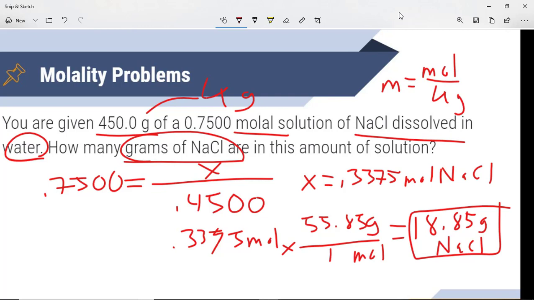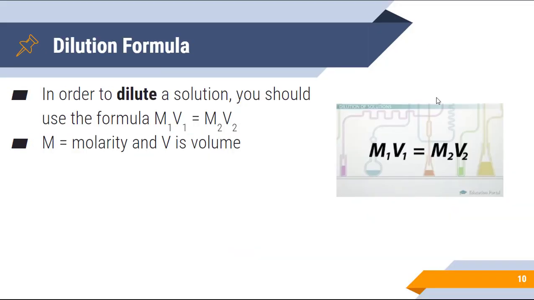Let's move on. So many times we are going to be given a solution of a concentration that we don't really want, and we want to be able to change the solution to that concentration. Well, in order to do that, we use a dilution formula. This is what I do when you see me in lab making new solutions. I'm using a dilution formula to figure out how much of one particular solution I need to add and then add water to it in order to dilute it to be a certain concentration that we're looking for in lab. In order to do this, we use a new formula. M1V1 equals M2V2, where M is the molarity and V is the volume.